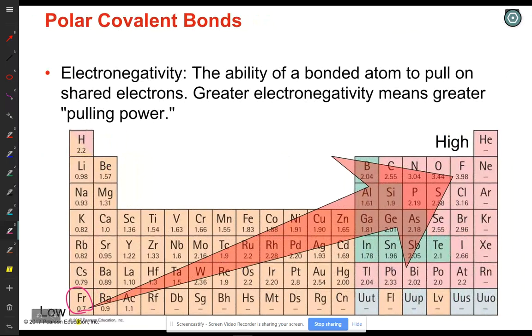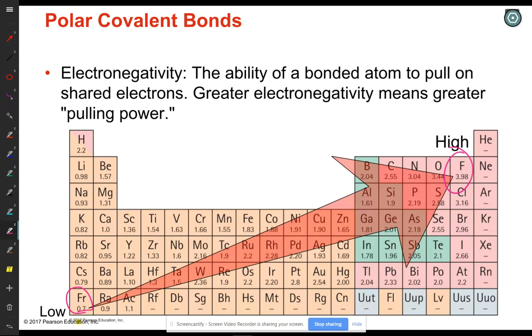Okay. So francium, down at the bottom left, is really easy to take an electron away from. Fluorine, up here in the top right, has 3.98 for its electronegativity. That's the most electronegative of all of the elements. Fluorine wants electrons more than anything else. And so the higher the electronegativity, the more pulling power for electrons, as it says here.